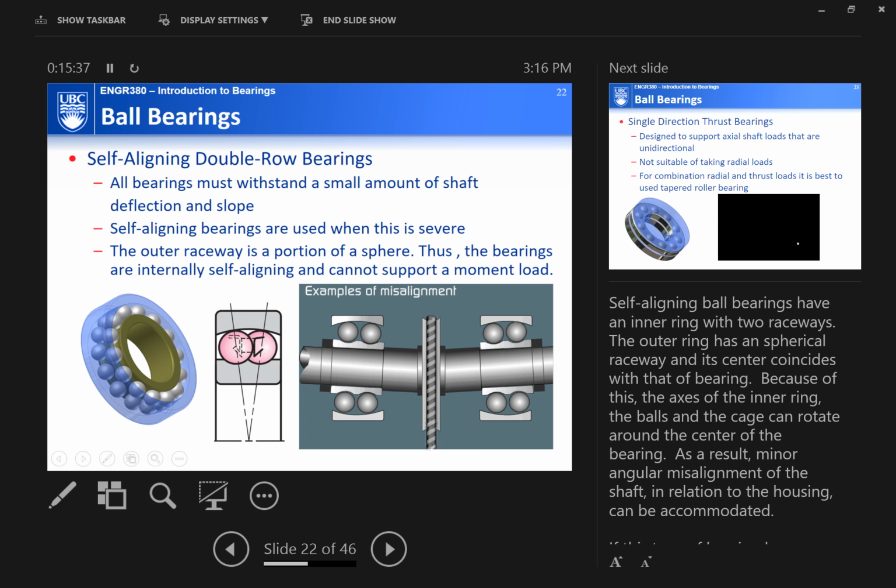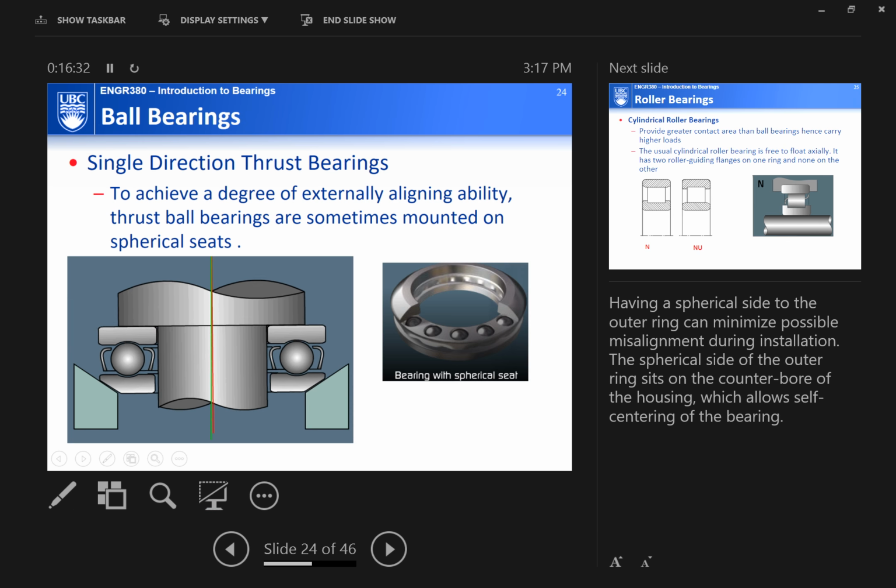This is a single direction thrust bearing. Just make sure you don't use it for a loading condition like this, right? It's not suitable for taking radial load. And this is a single direction thrust bearing here, which shows you how to achieve a degree of self-aligning ability. The thrust ball bearing is sometimes mounted on spherical seats. So you have spherical seats over here, which give you certain degrees of freedom in handling misalignment or deflection.